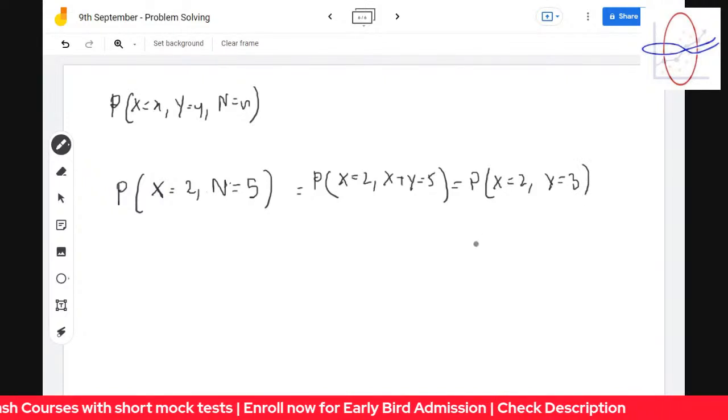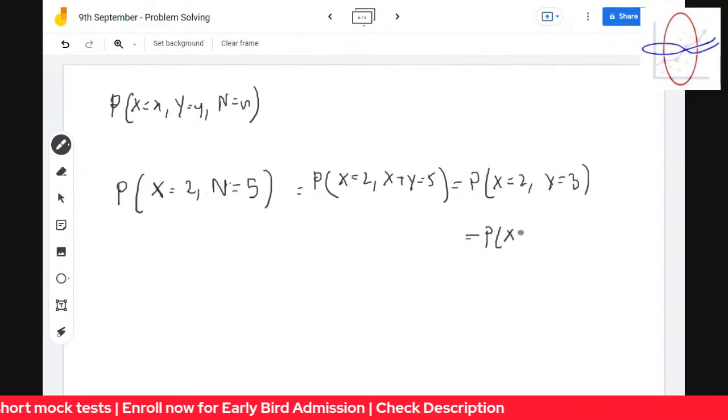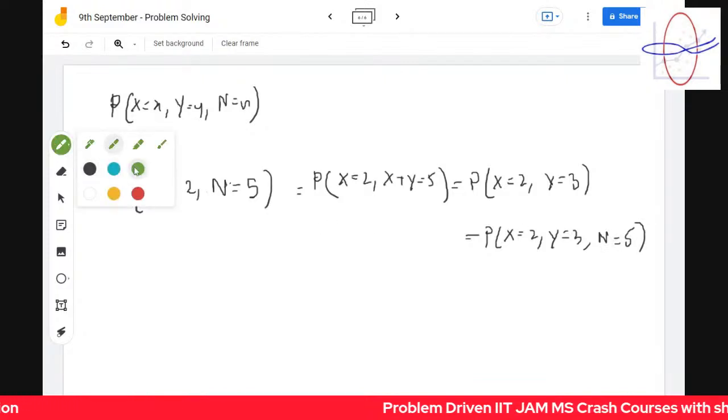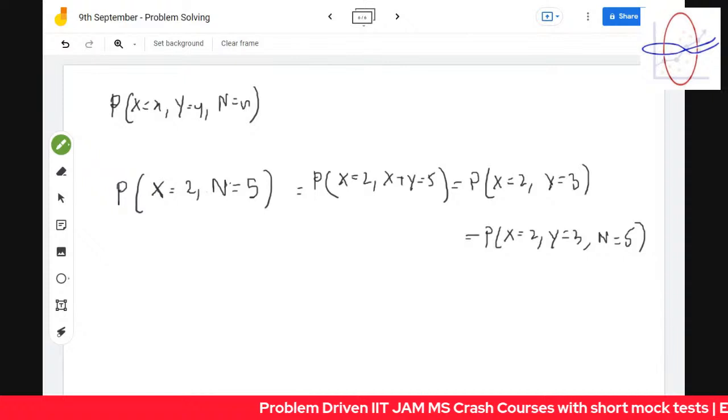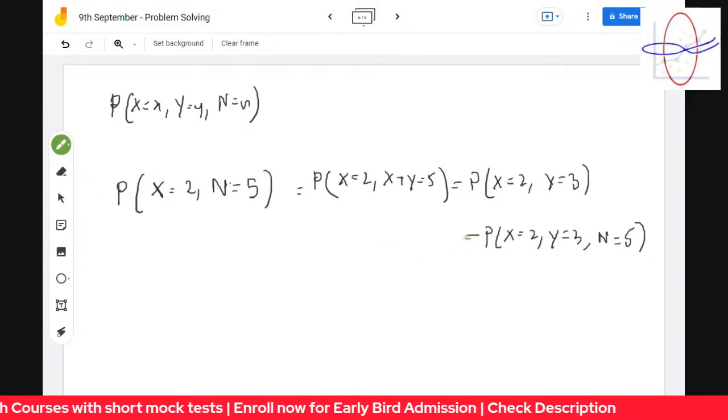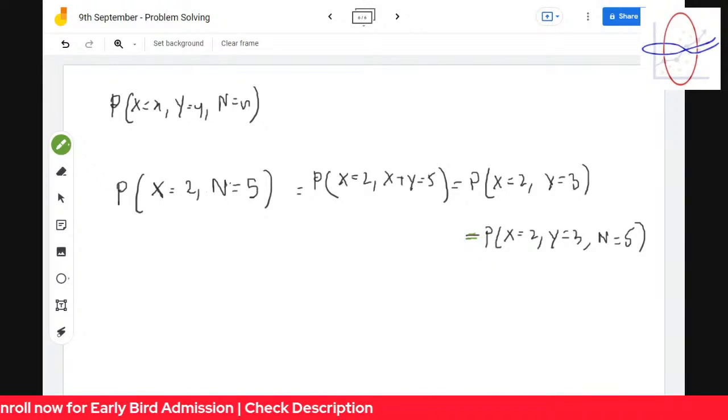So now tell me the next doubt. This is the same as again probability x is equal to 2, y is equal to 3 and n is equal to 5. These all four are equal. Now tell me the next doubt, guys. Now Anvesha, tell me, what is your doubt? Okay, I can understand. Polumi, what is your doubt, guys? Satej, what is your doubt?